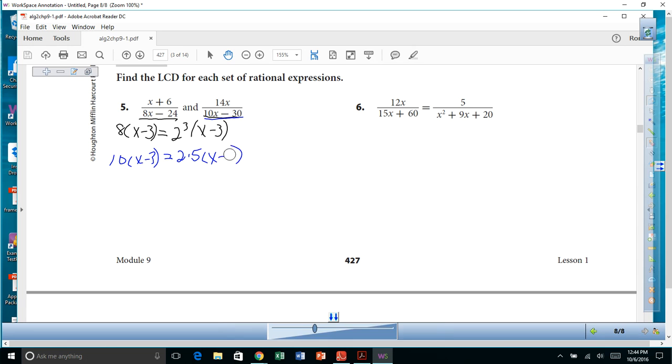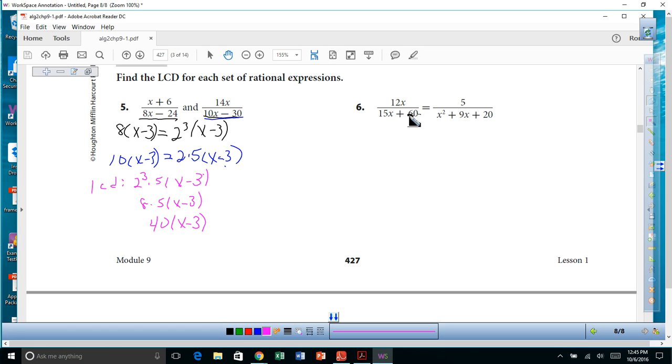So what do we got? Well, we got 2 and a 2. Well, we got 3 here and 1 there. So the least common denominator is going to be 2 to the third power times 5 times x minus 3. Well, 2 to the third, that's 8 times 5, that's going to be 40 times x minus 3. So that's the least common denominator.